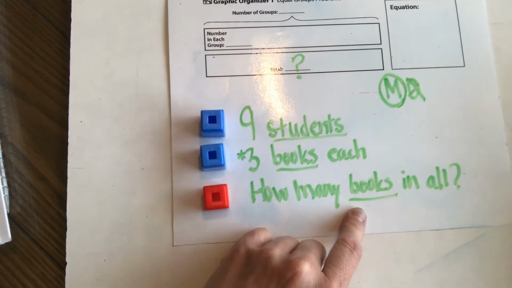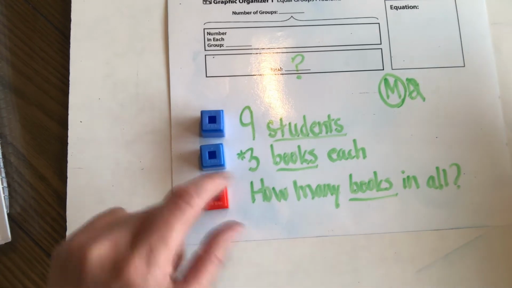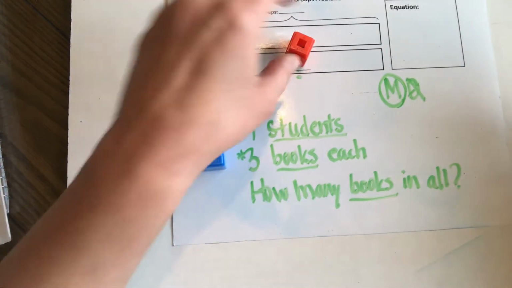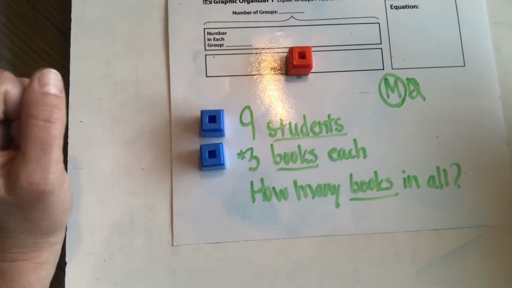Remember when we did the adding and subtracting, we said the only time I add is when I'm looking for the whole. It's very similar. The only time you multiply is when you're looking for the whole. And that's our question. Okay?